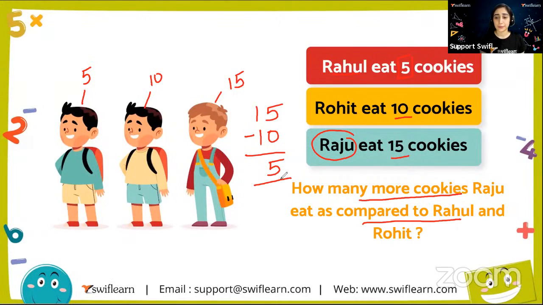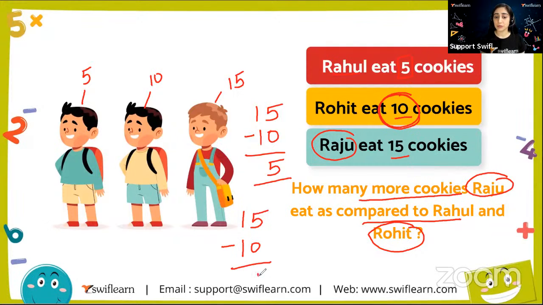Now the same question is asking us to compare the other two boys, Raj and Rahul. Raj had 15 cookies, which remains the same, whereas Rahul has eaten 5 cookies. So we subtract 5 from 15 and we come out to be 10 cookies. So we know how many more cookies these boys have eaten. We have compared that.